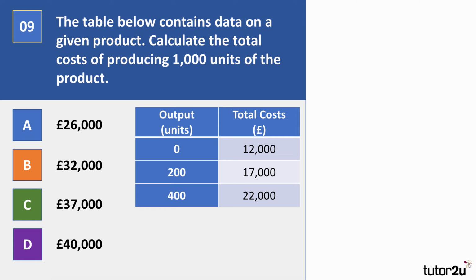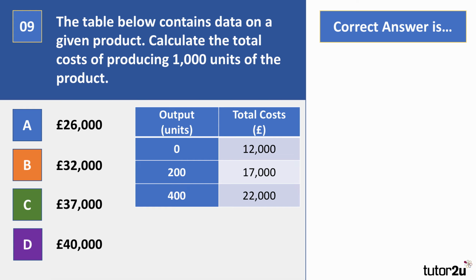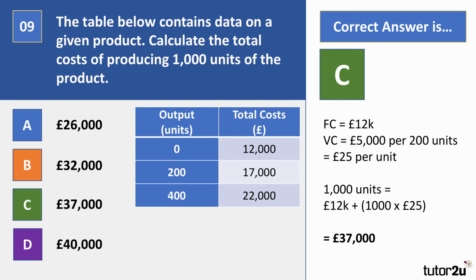Okay, let's have a look. Did your workings come out as answer C, £37,000? Hopefully they did. Let's look at how we got to £37,000. Well, the table gave us some information about total costs and also how total cost changed as output rose.